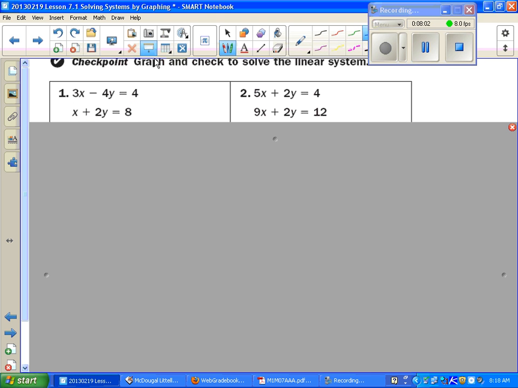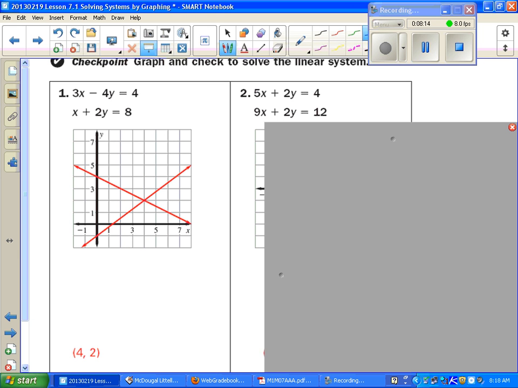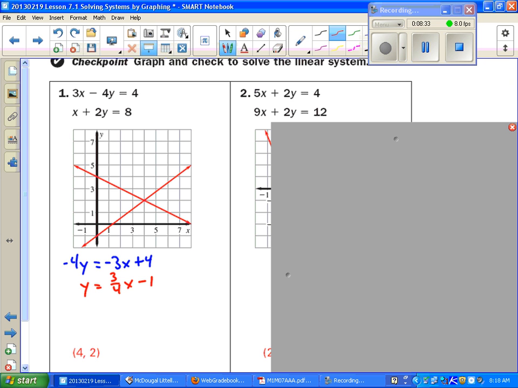Here's your checkpoint. Notice the first set of equations is not in a graphing friendly form. So you want to convert 3x minus 4y equals 4 and x plus 2y equals 8 into slope-intercept form. You would subtract 3x on both sides and be left with -4y equals -3x plus 4. Divide by -4 on both sides, and you would have y equals 3/4x minus 1. So that equation is much more friendly to graph.